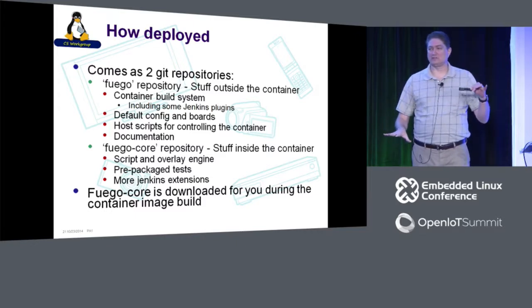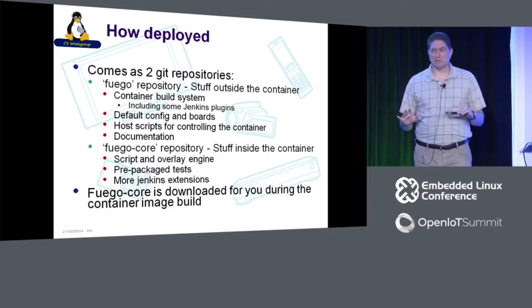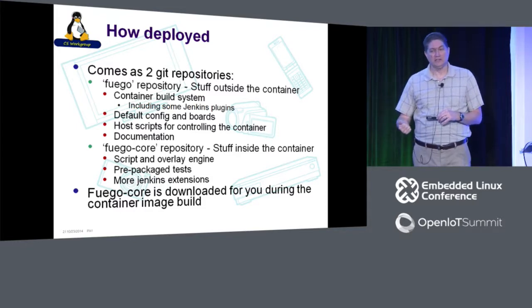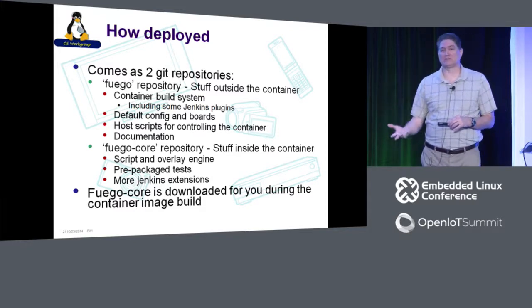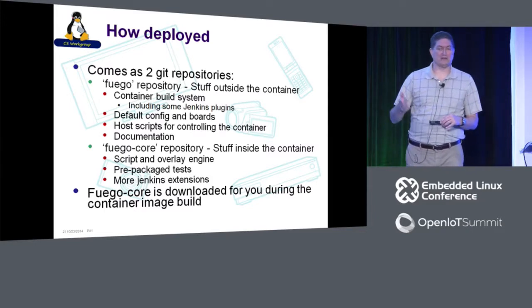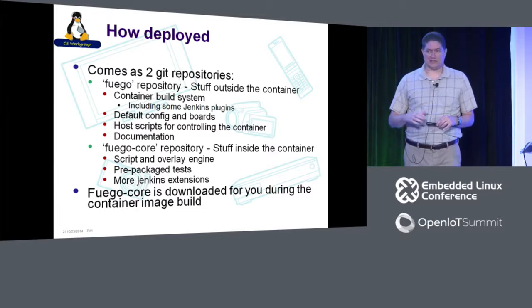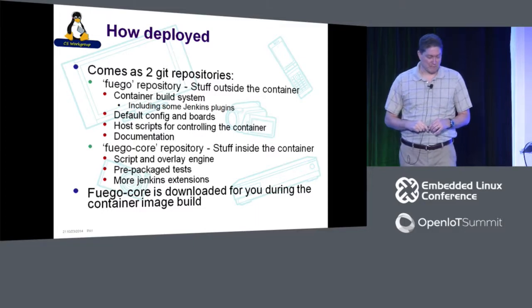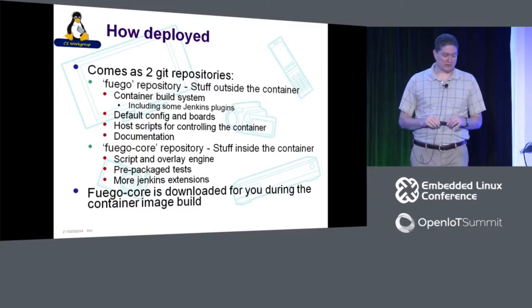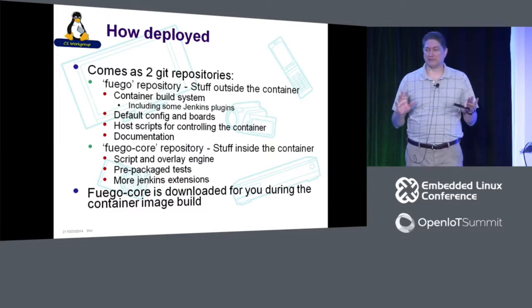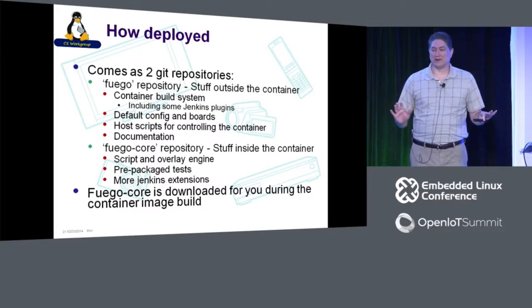And it's divided into those two sections to keep them separate, but also because when we build the container, we actually do a git clone into the container of that core repository. And so if you need to update the tests or update the Fuego system itself, you can pull those directly into the container. And this has the scripts and the overlay engine, the prepackaged tests, and some more Jenkins extension stuff. And then, as I said, Fuego core is downloaded for you during the container image build. So theoretically, you never actually have to git clone that manually yourself. If you do, then something's gone wrong.